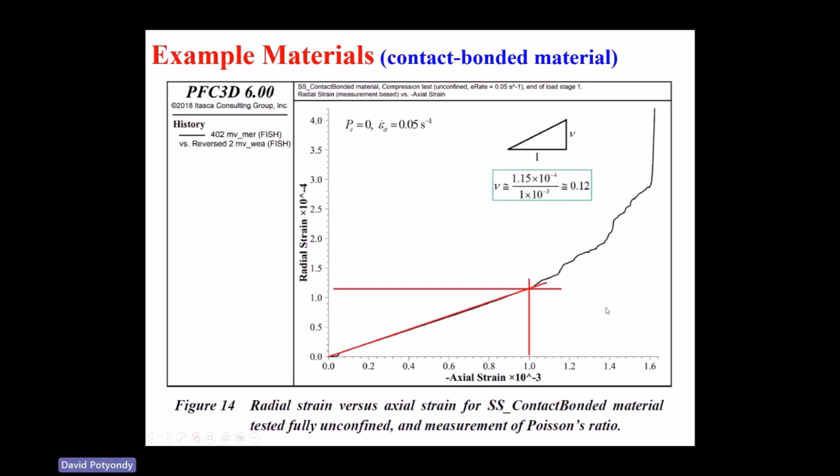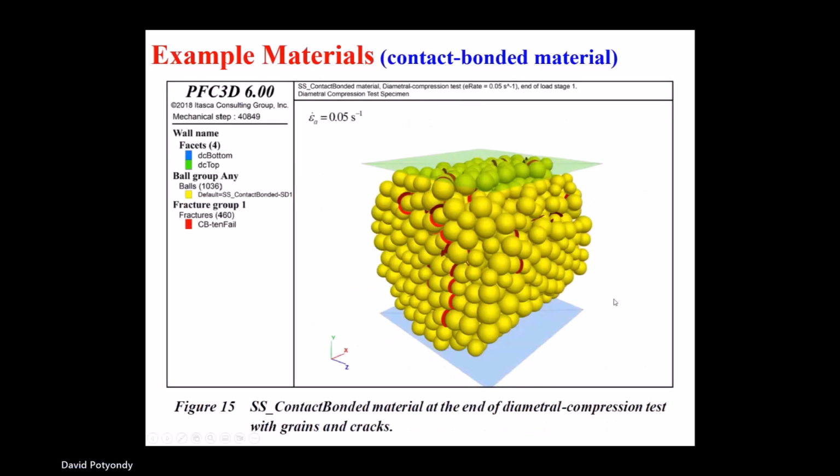Okay. We also plot the radial strain versus axial strain. The slope of that is the Poisson ratio. So notice it's linear. The material is linear pretty much, and then it starts cracking. Poisson ratio starts to become meaningless after that happens. So there we go, 0.12 Poisson ratio.